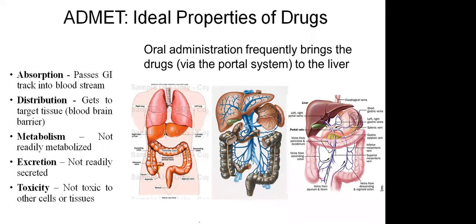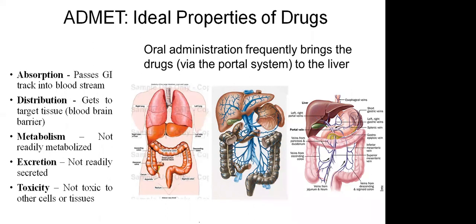ADMET is defined as absorption, distribution, metabolism, excretion, and toxicity. Absorption defines the ability of a compound to be absorbed or carried into the bloodstream so as to reach the site of action. In the case of distribution, it gets to the target tissue. That is, it should cross the blood-brain barrier to reach the brain, if the brain is the site of action.